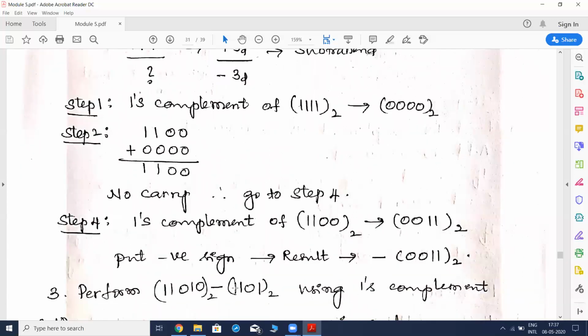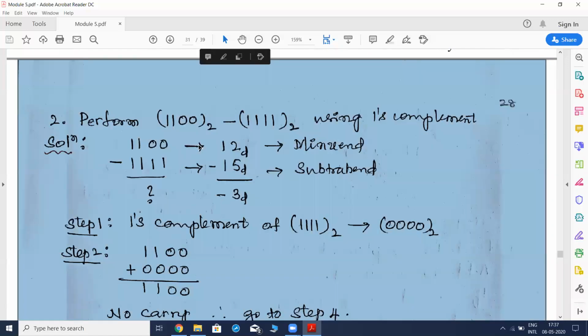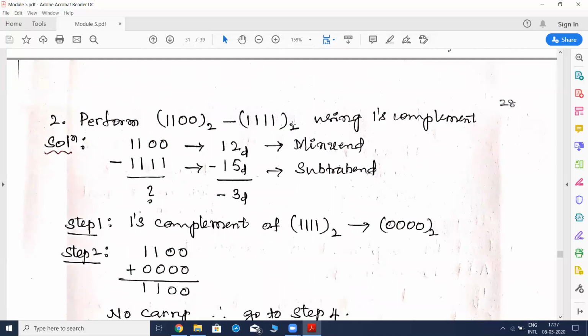Okay. Now let us see the next problem. In this problem, we are doing the reverse. Here we are performing 1100 minus 1111 binary using one's complement. First write down whatever is given: 1100 minus 1111. What is 1100? It is 12 decimal. And 1111 is 15 decimal.